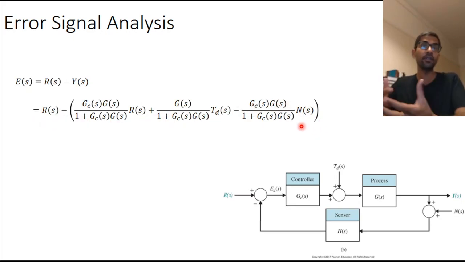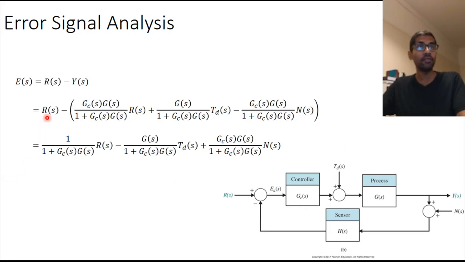Now let's just look at this error to see how we can reduce this error. Remember, the aim of a control system is to have the error zero. We want the output to follow the input. That's what we want, right? So how do we do that? To do that, let's simplify this equation and try to take a look at what goes into getting to there.